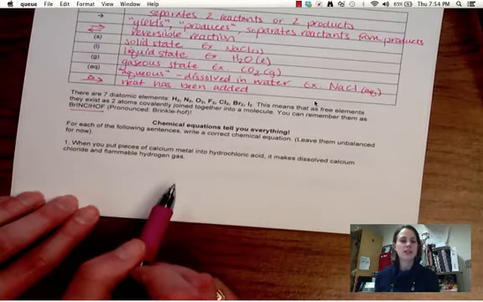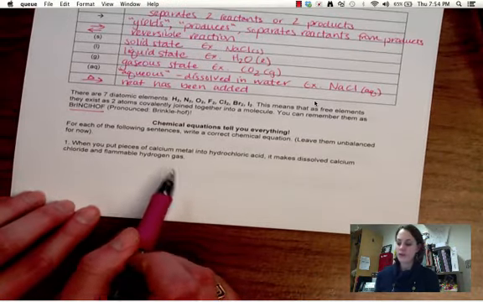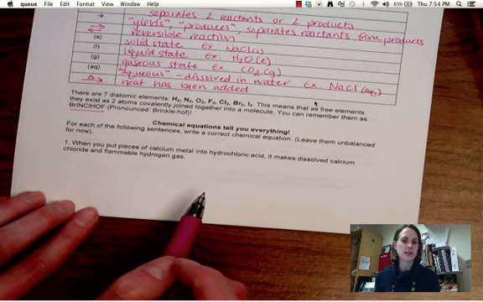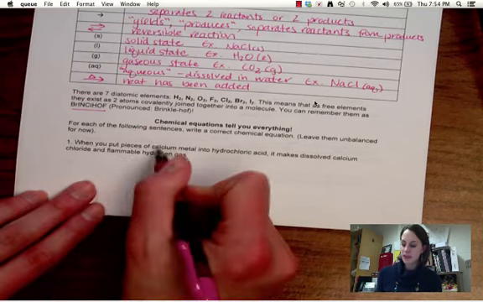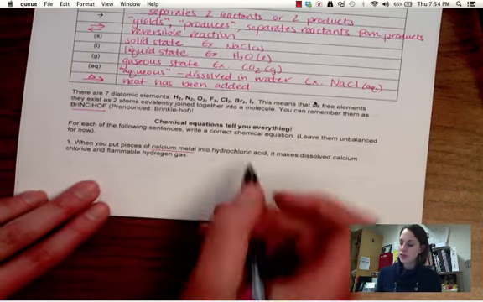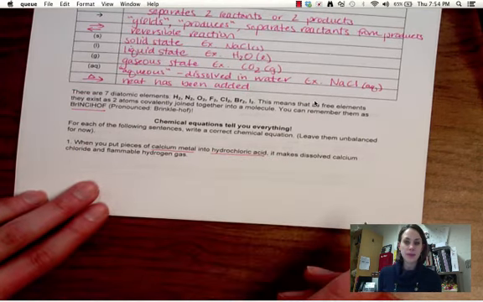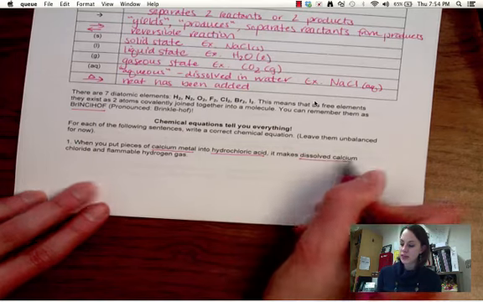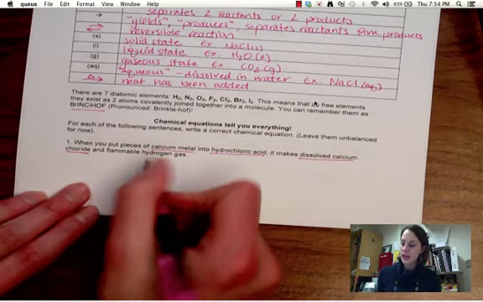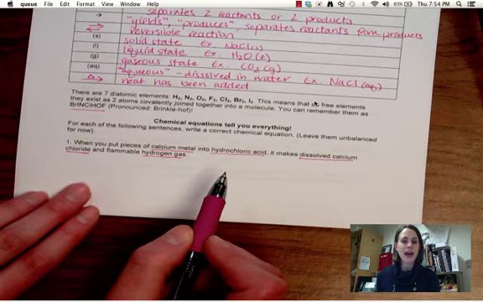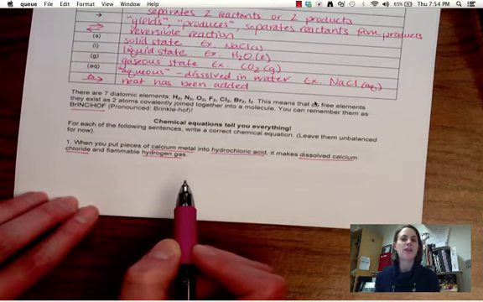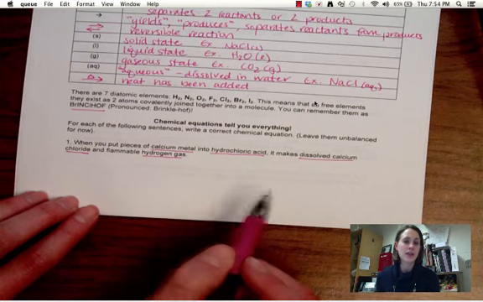So in each of the following sentences, we're going to translate from words into formulas and symbols. So let's do the first one. When you put pieces of calcium metal into hydrochloric acid, it makes dissolved calcium chloride and hydrogen gas. And I'm just underlining my substances as I read that so that I make sure I include everything in my equation at the very end.